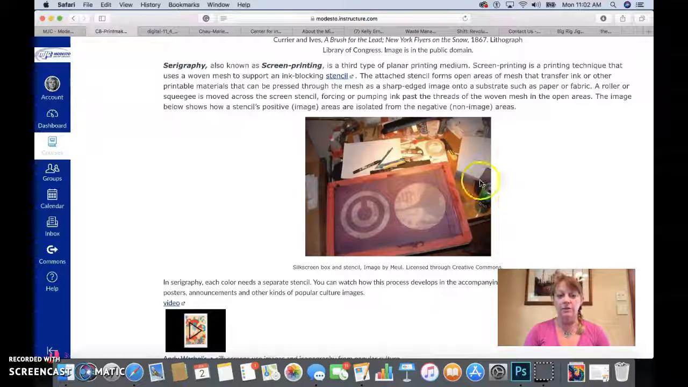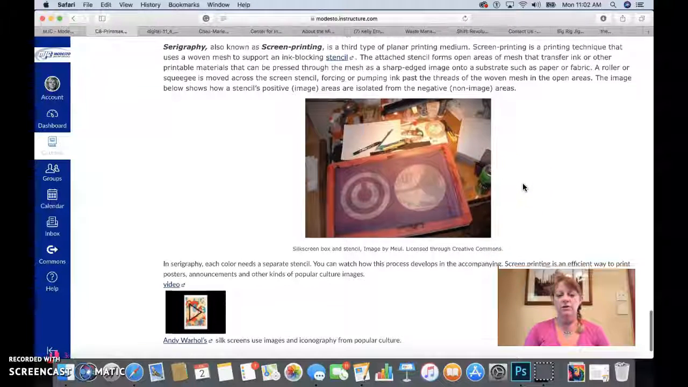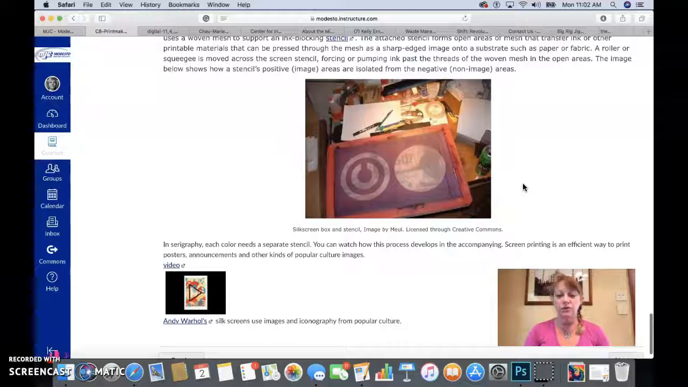Serigraphy, also known as screen printing. You might be familiar with that in terms of screen printed t-shirts. Screen printing is amazing, and there are simple designs which only take 1 screen, and then there are designs that take several screens. This particular video, I think she uses more than 7 screens to produce her work. So each color requires a different screen.